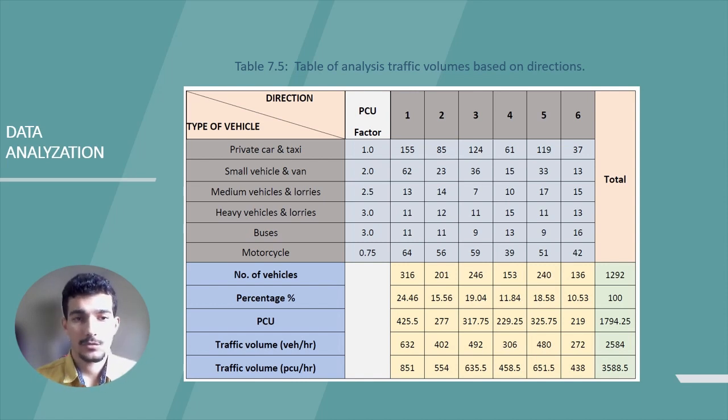So as we can see, the table of analyzed traffic values based on the direction. So after we collect the data, we get the total number of vehicles, which is 1,292, and the percentage 100, and we have PCU, which is 1794.25.